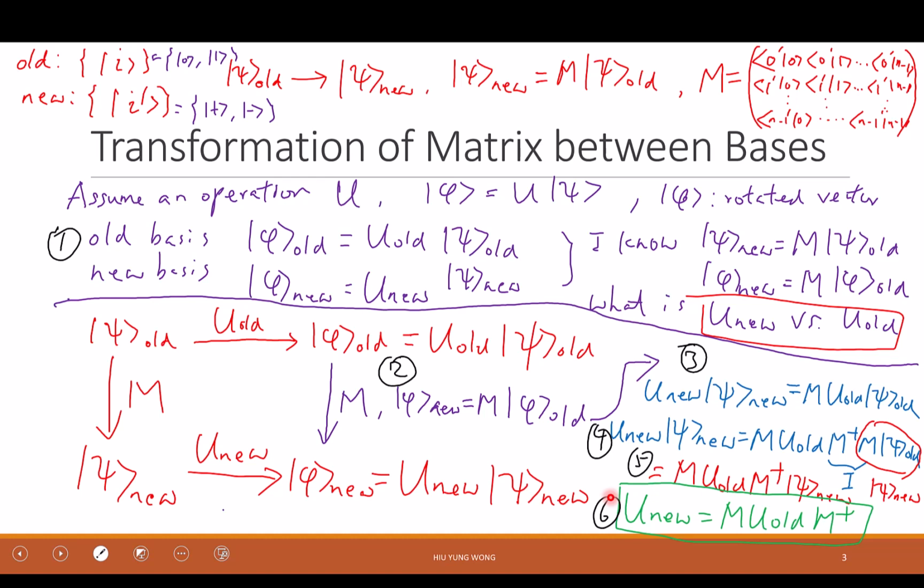But this involves two things. One is transformation of coordinates, which you use the M for, right? You see the same vector in different coordinates, then you use M to represent it. And then you also have the rotation of the vector. When you rotate it, you can see it in the old coordinate or in the new coordinate. And how it represents the rotation in the new coordinate is related by M times UO M dagger. And you will find this useful later.